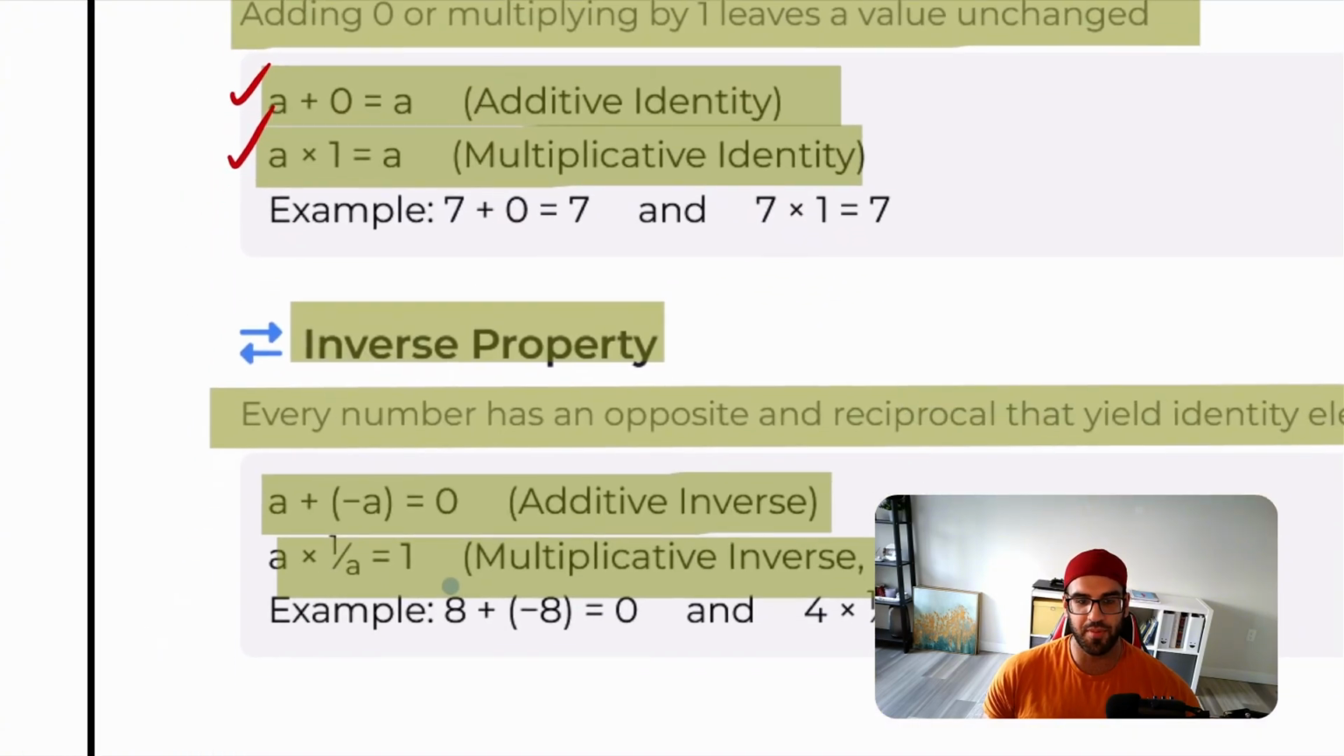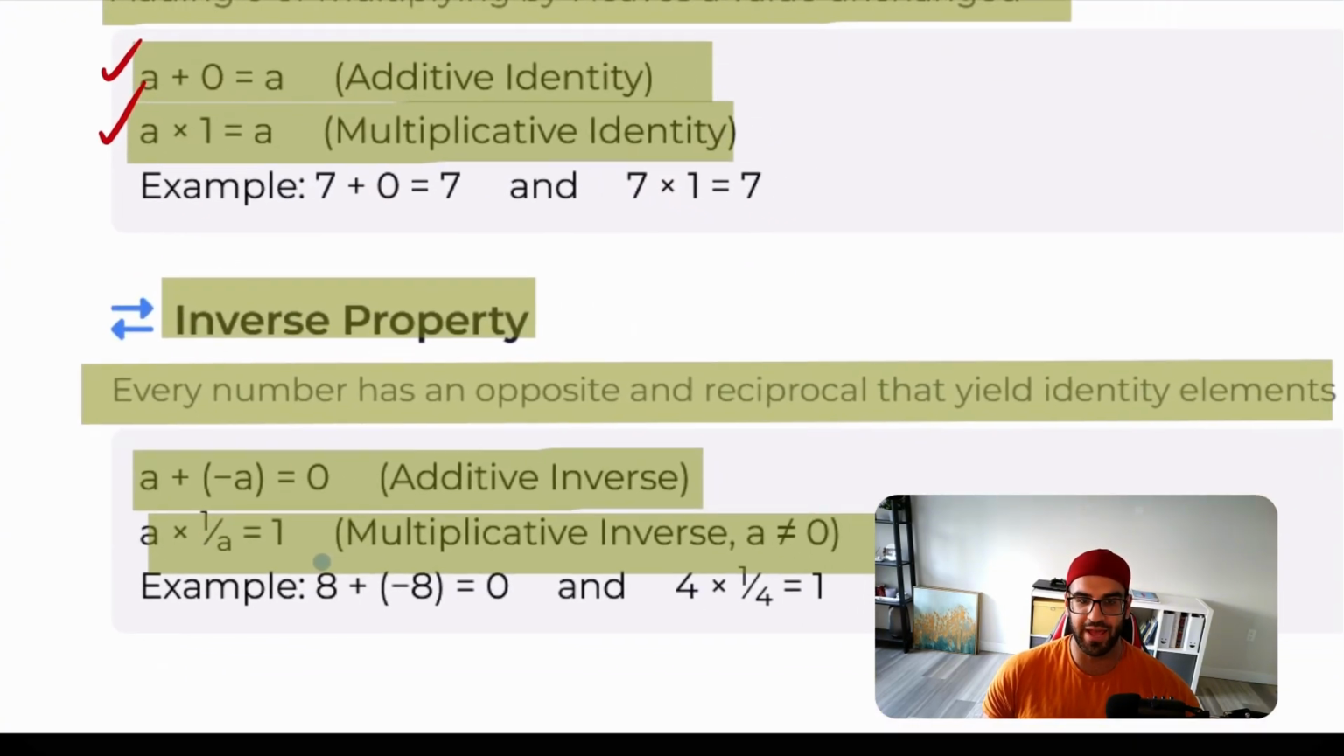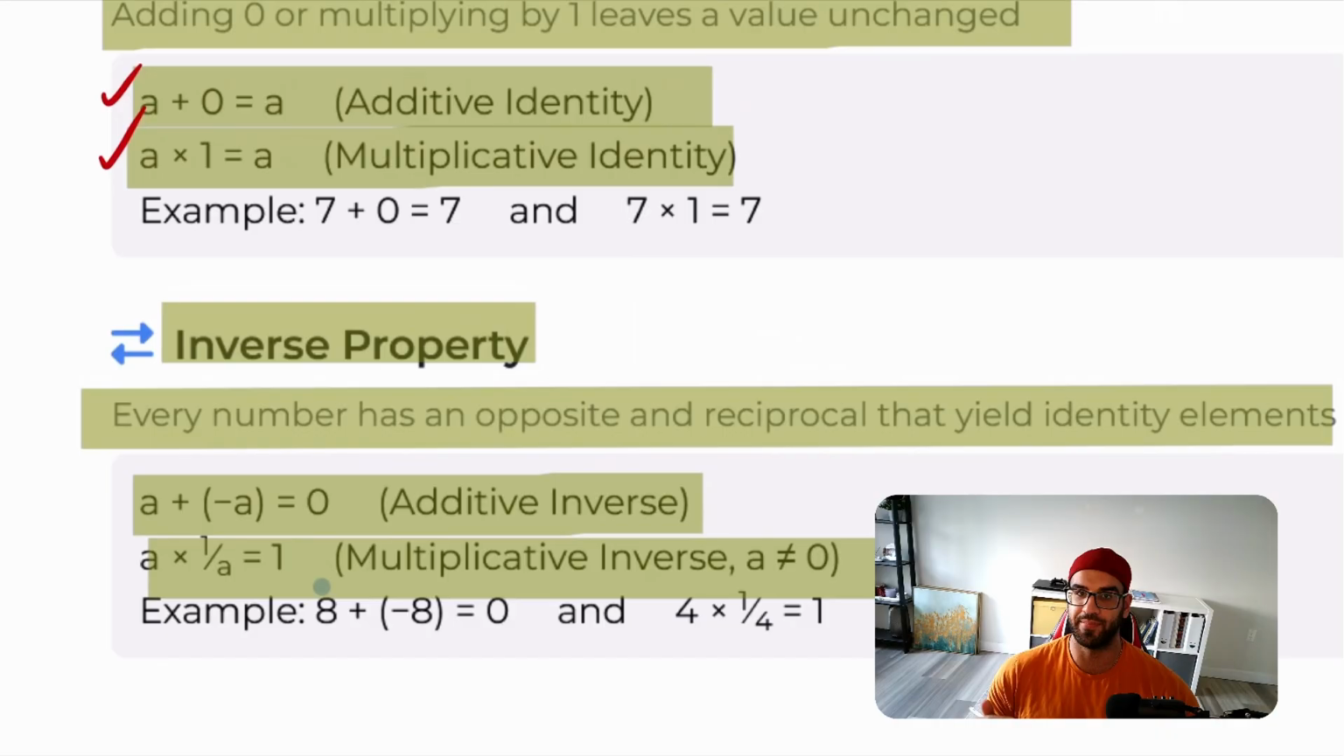And another one would be about inverse property. It means that every number has an opposite. We know about the opposite. When we are talking about two numbers, they're opposite. It means that their distance to 0 is the same, but in different side. One is in positive side, another one is in negative side. So every number has an opposite and reciprocal that yield identity elements. What does that mean? It means that all the time you can find one number that either is going to make your number 0 by adding to your number, or you can find another number that's going to be multiplied by your number and give you 1.